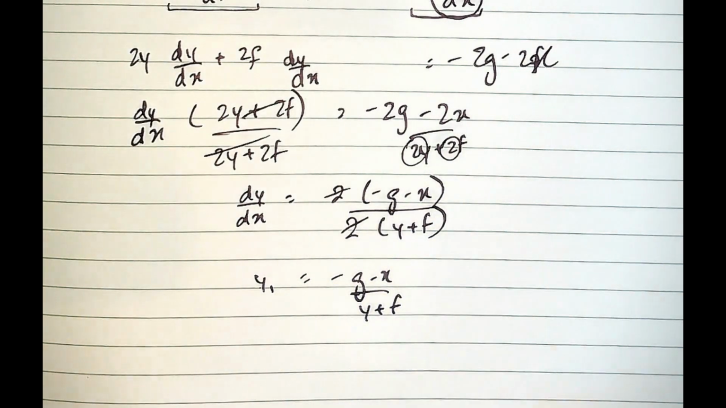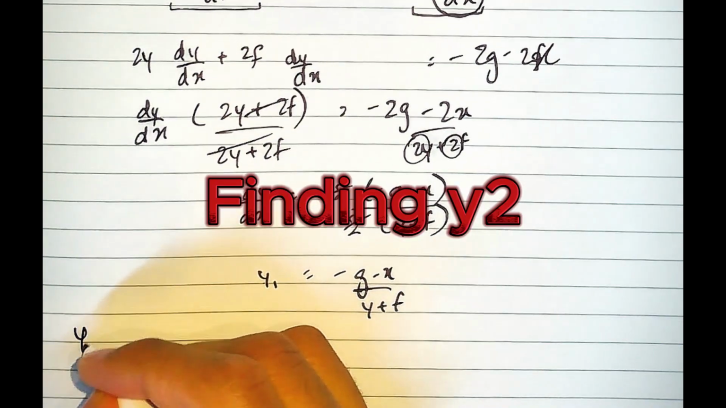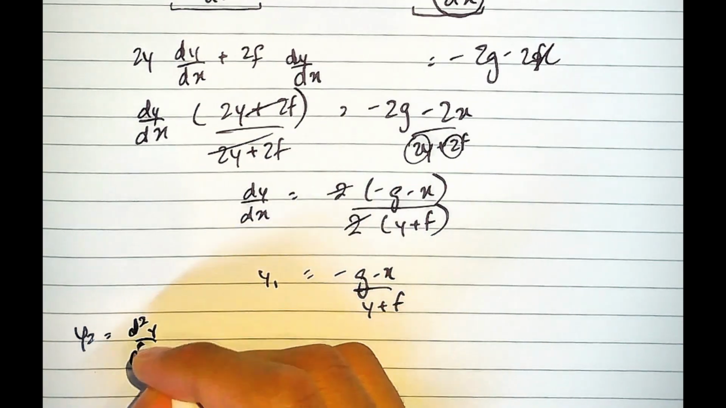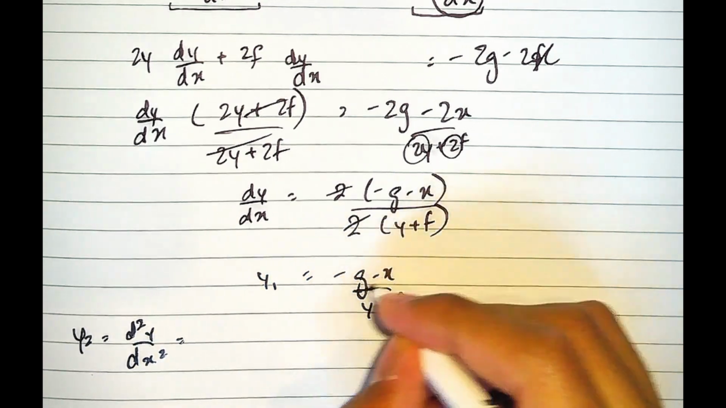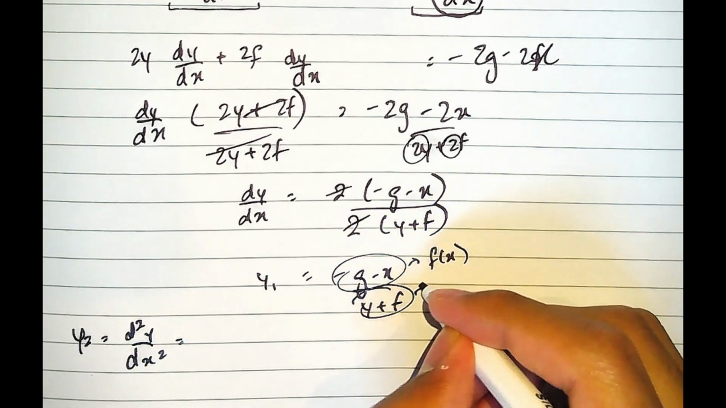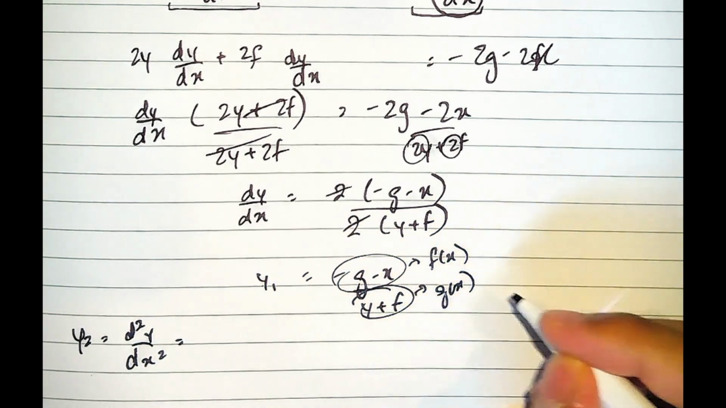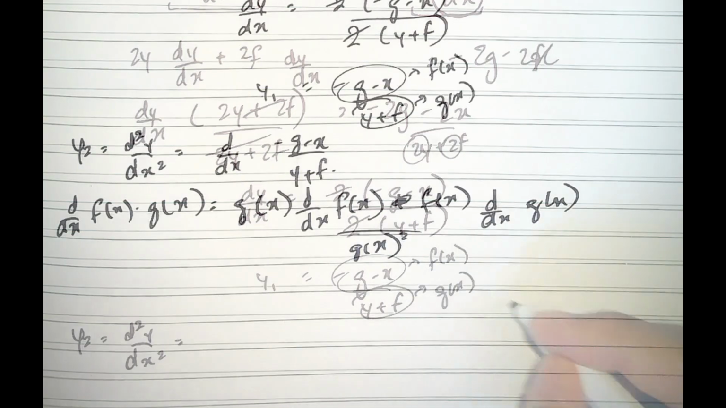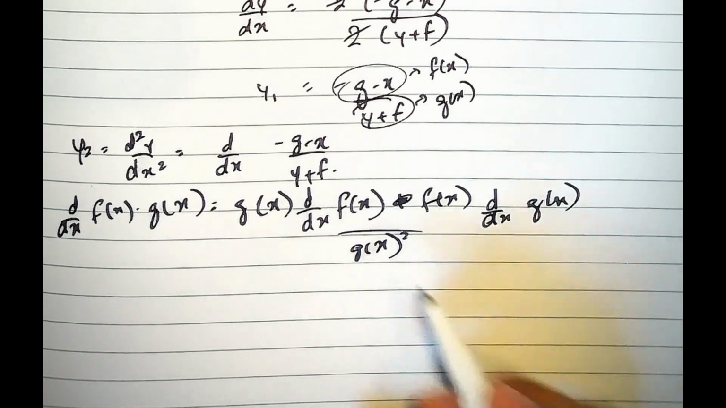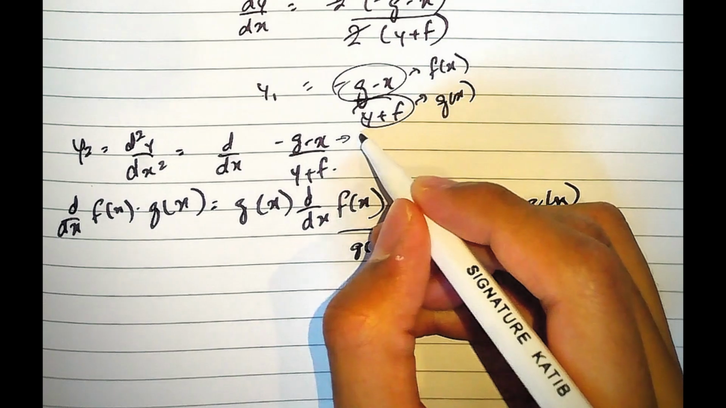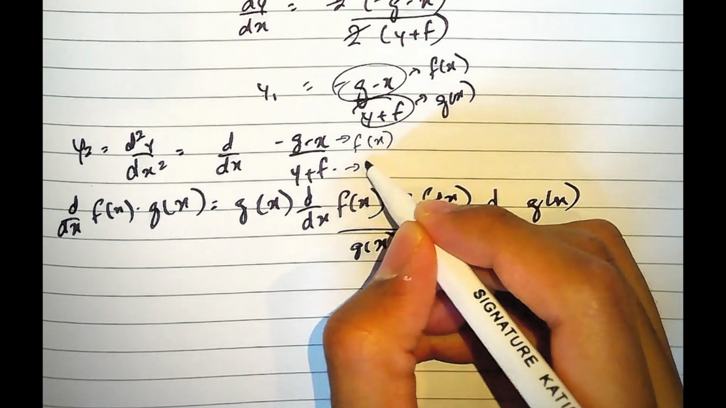Now we will find the second derivative. Okay, let's begin. y2 would be equal to d square y by dx square. So this is my f(x) and this is my g(x). So we can actually use the division theorem for finding the derivative of this function. So this is the division theorem and let's just use it. So this is my f(x), the first function, and this is my g(x), the second function.